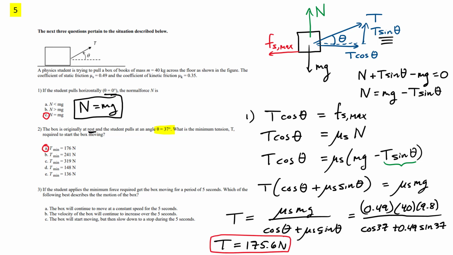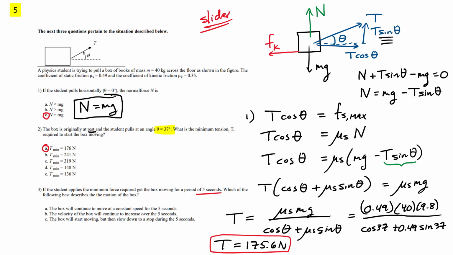All right, great job. Now let's look at the third question here. It says if a student applies the minimum force required to get the box moving for 5 seconds, which of the following best describes the motion of the box? Well, think about once it starts to move. As soon as it starts to slide, what happens to the friction? We're no longer using static friction right here. We have to go to kinetic friction, okay?